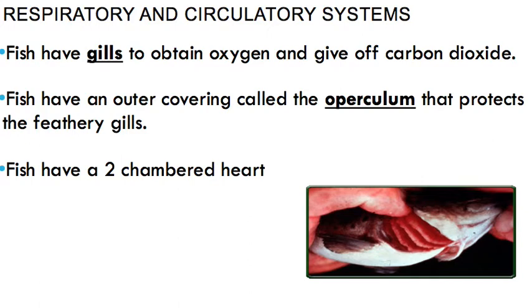The second set of fish notes, and we're going to go over mostly fish reproduction and then a few other random things about fish. We're going to start with respiratory and circulatory system basics with fish. So fish have gills to obtain oxygen and give off carbon dioxide, something that you probably already knew. Fish have an outer covering called the operculum that protects their gills, or the feathery gills, more inside the body. And then fish are going to have a 2-chambered heart versus humans, we've got a 4-chambered heart. So their heart is technically less complex than what we've got.